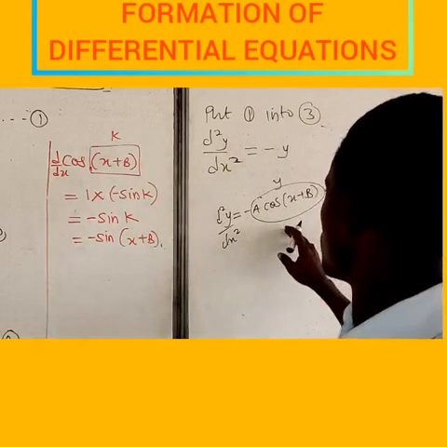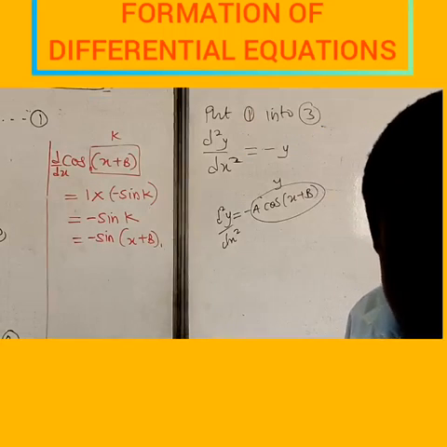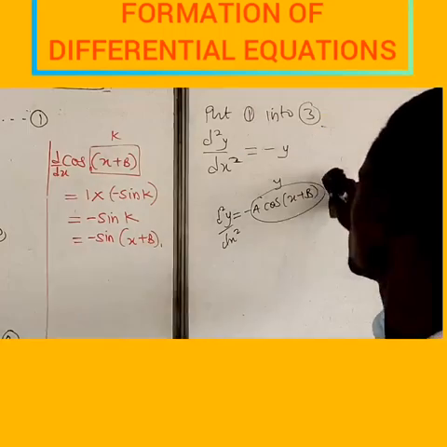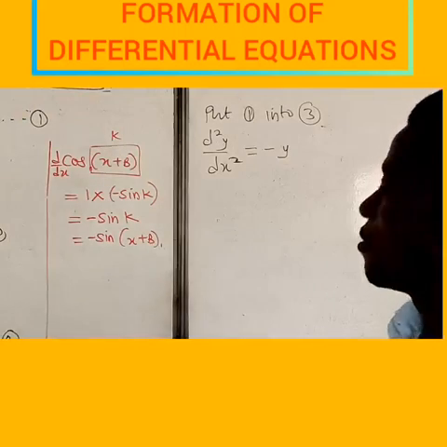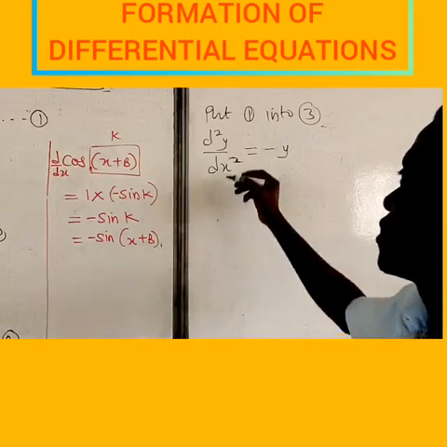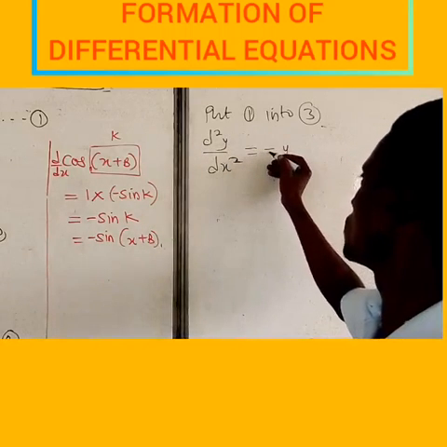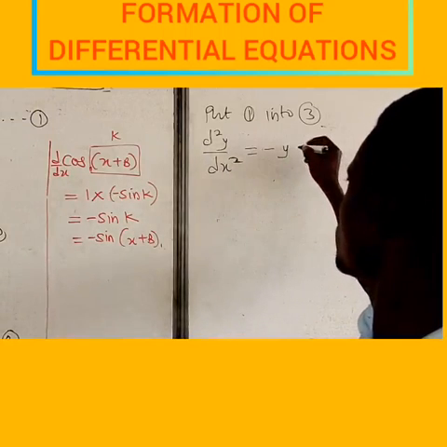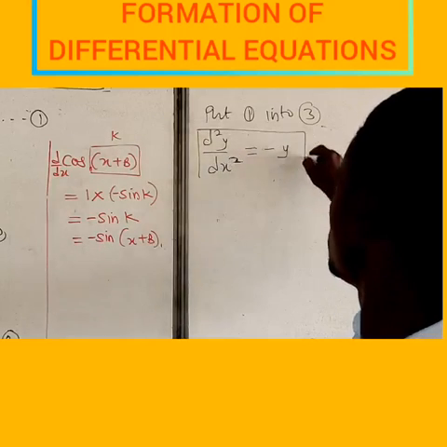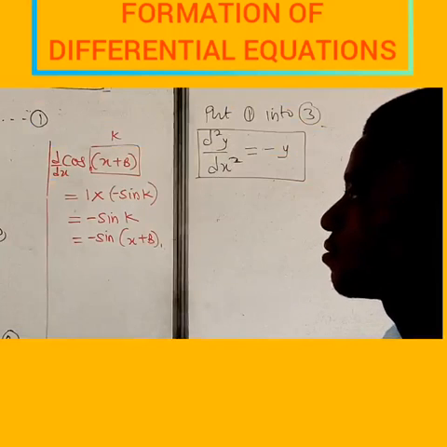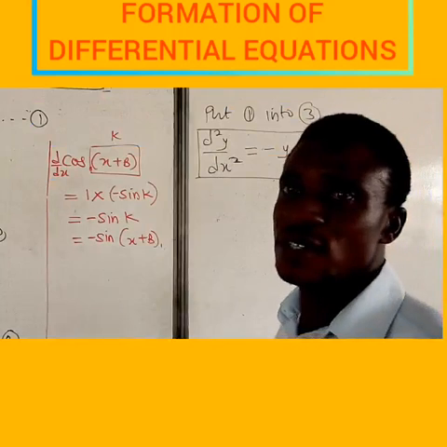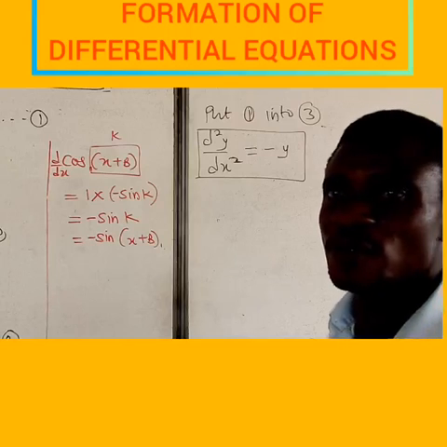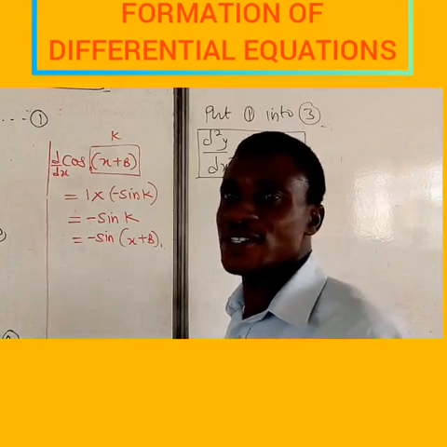So this is the second derivative, and that ends the formation. Before the differential equation, now we have the second derivative. The second differential coefficient is equal to negative y, and that ends the solving. And so this is our differential equation. Forming a differential equation in some problems is very simple.